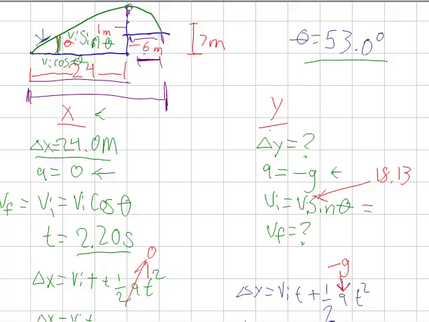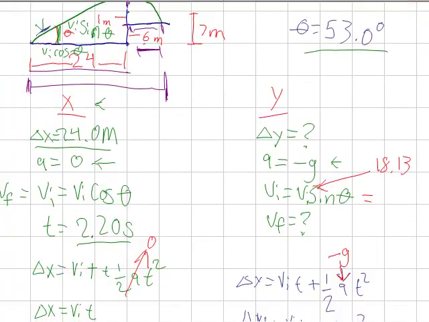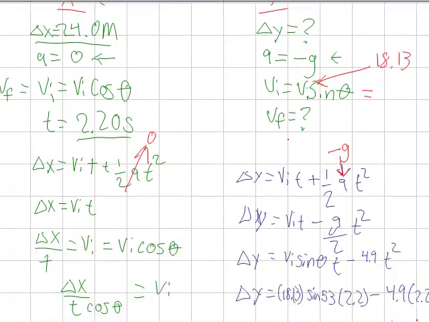Now our knowns for y: our delta y, we don't know, which is from here to here. That we don't know, which we'll find later. And our acceleration is negative g, since it's being pulled by gravity. And then our velocity initial would be v initial sine of theta right here. And this number, I'll show you how I got it in a little bit. Our velocity final, we don't know, because we don't know at what point we're going to stop.